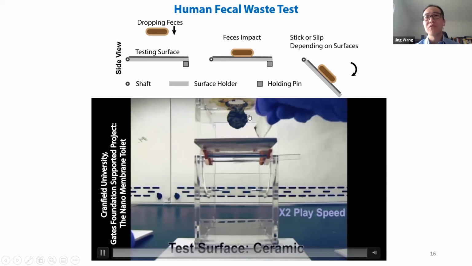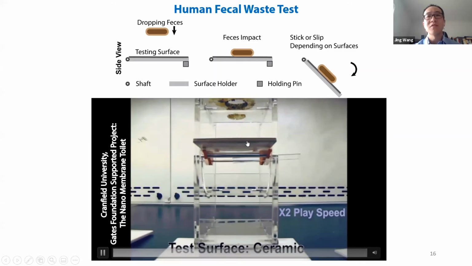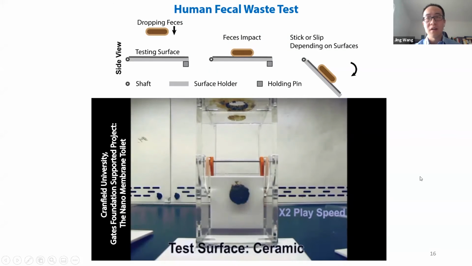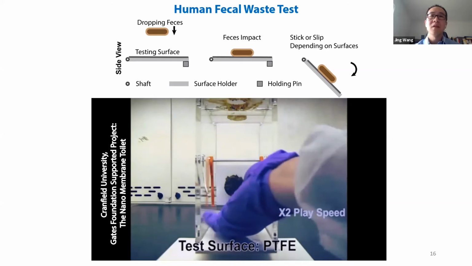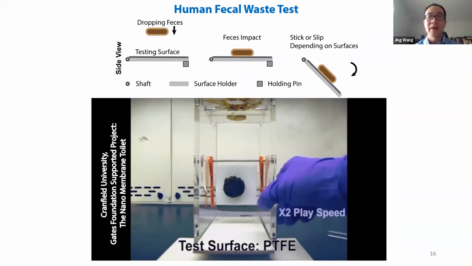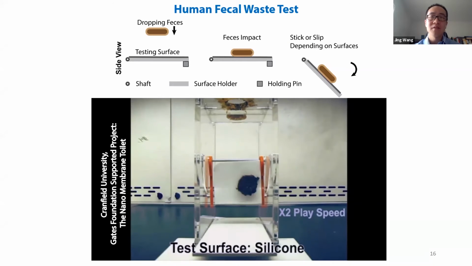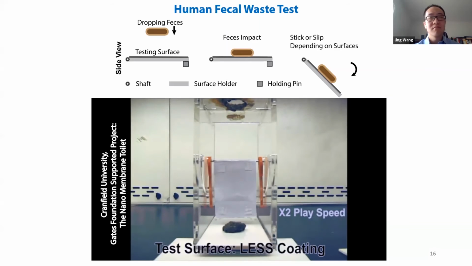And you can see the real human fecal waste is very, very sticky. This time it's just gently attaching on the ceramic surface. And we release the holding pin and it just stuck on the surface. We also test with PFPE, which is coated on our non-stick cooking pans, and also silicone, which is widely used for biomedical applications. They all stuck, but on our LESS coating, it just slides off without leaving any residues.